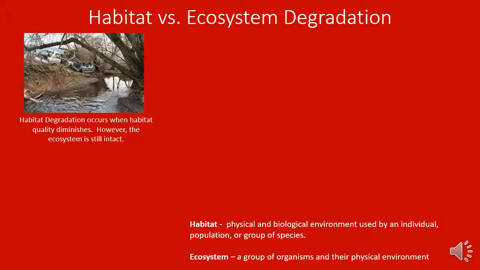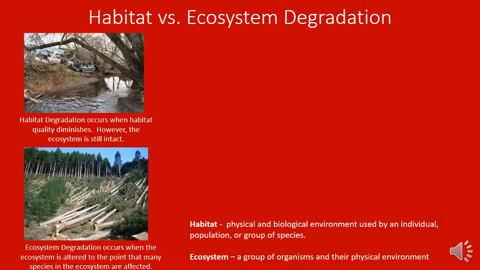So we're going to have something like this here with these cars that are probably leaking fluids into the stream, and that's going to be degrading the habitat. So certain species of fishes and things like that are going to be harmed by this. But overall, there's still a stream there, and there's going to be some species that can still exist and persist. Versus in this picture here, every single tree has been cut down in the forest, and so that forest ecosystem is now gone. And so any species that relied on that ecosystem is no longer going to be able to live there.